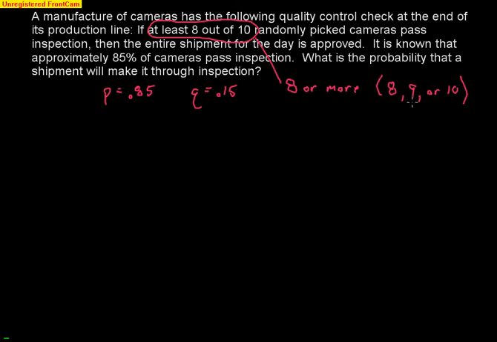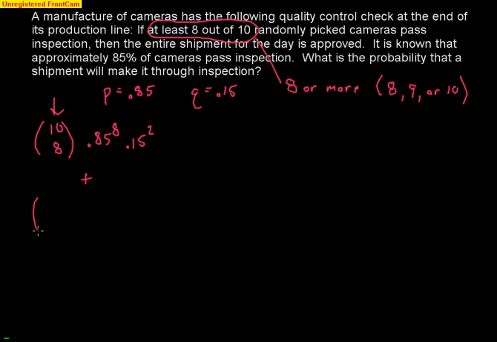First we would have 10 cameras. We need 8 of them to be successful. That would be 8 successes, 0.85 to the 8th, and then we would need 2 failures. So there's our 10 things that are happening. What is this right here? This just tells us how many different ways that can happen. We could have pass, pass, pass, pass, pass, pass, pass, pass, fail, fail, or many different ways that can happen.